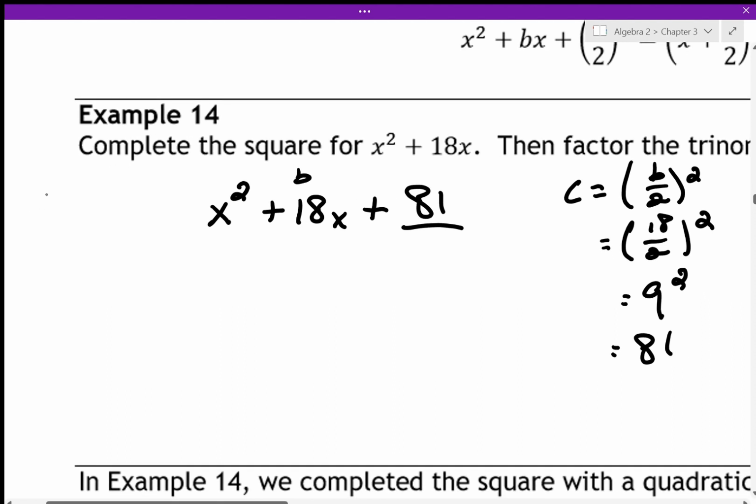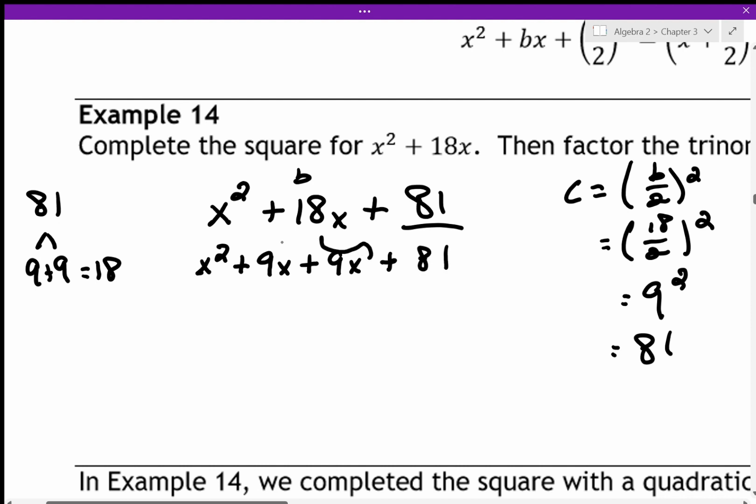If we take 81, we look for two numbers that multiply to be 81 and add up to be 18. That's going to be 9 and 9. I'm sorry if I said that wrong. Now I'm going to have x squared plus 9x plus 9x plus 81. These two middle guys add up to be b.